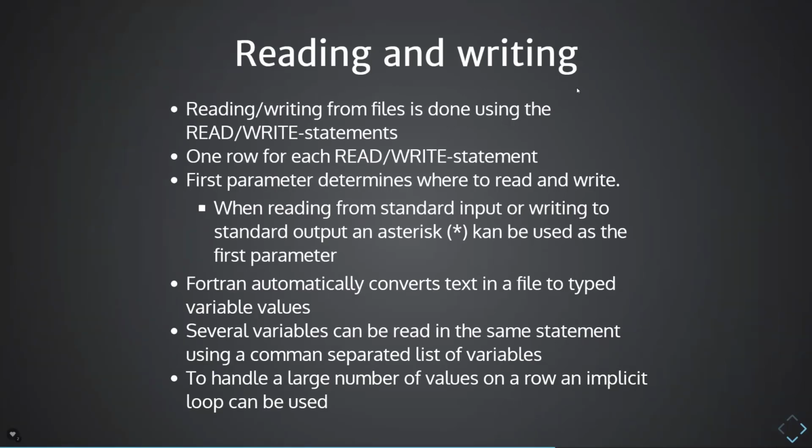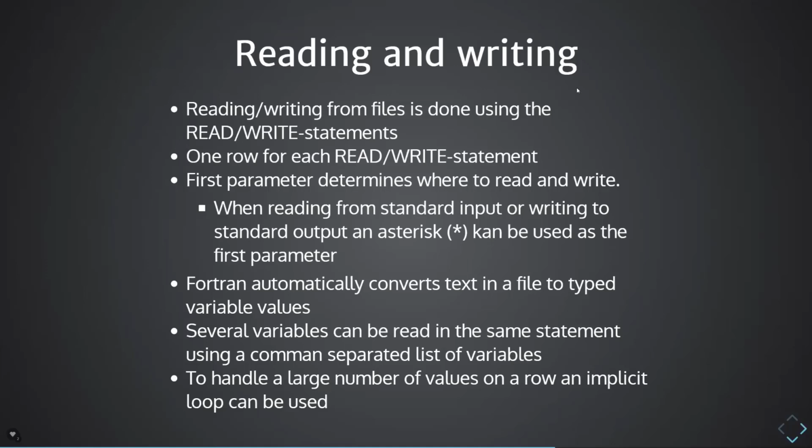The first parameter determines where to read and write, so basically the direction, to which file or from which file. If you read from standard input or write to standard output, you can replace the parameter by using a star. That will use the standard input and standard output. Fortran will automatically convert text in a file into the type of the variable. So when you read a number from a file, it will automatically convert it to the variable that you read into.